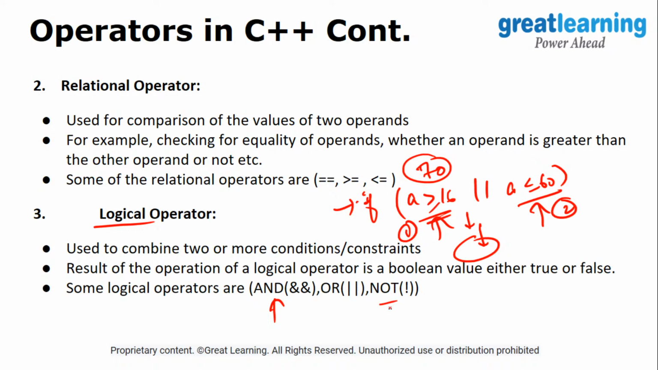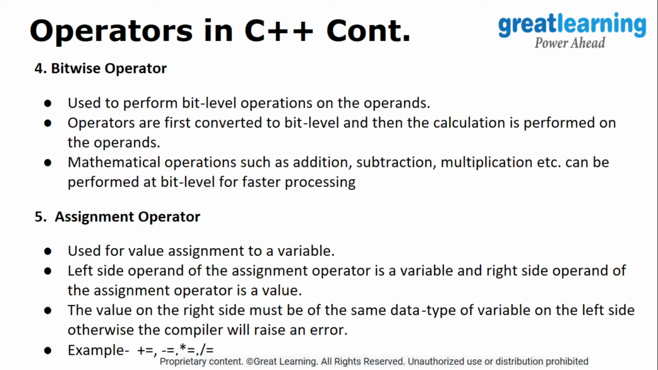Now there is another logical operator, that is not, which just reverses the condition. If it is true, it will make it false, or if it is false, it will make it true. Okay, that's it. So this is your logical operator.